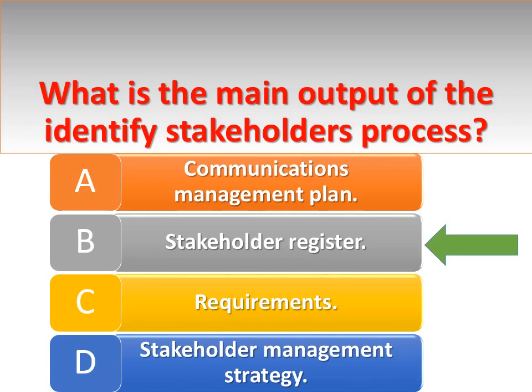Answer option B is incorrect. The Communications Management Plan is an output of communications planning. Answer option D is incorrect. The Stakeholder Management Strategy is an output of stakeholder identification, but it is not the main output. Answer option C is incorrect. Requirements are not an output of the stakeholder identification process.